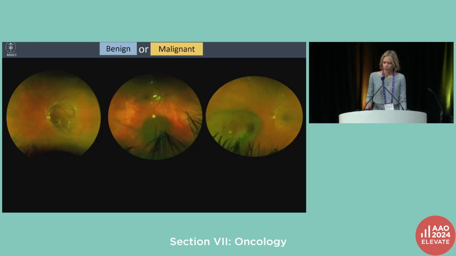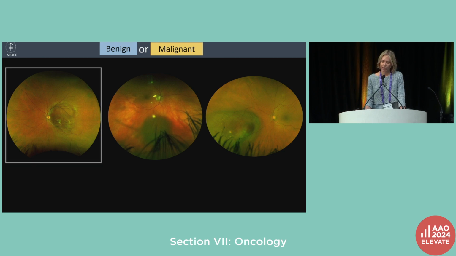Thank you. Let's start here. Look at these 3 melanotic lesions. Which one do you think is benign or malignant, and how can we use imaging to figure that out? Well, let me show you how the first one here is a choroidal hemangioma.